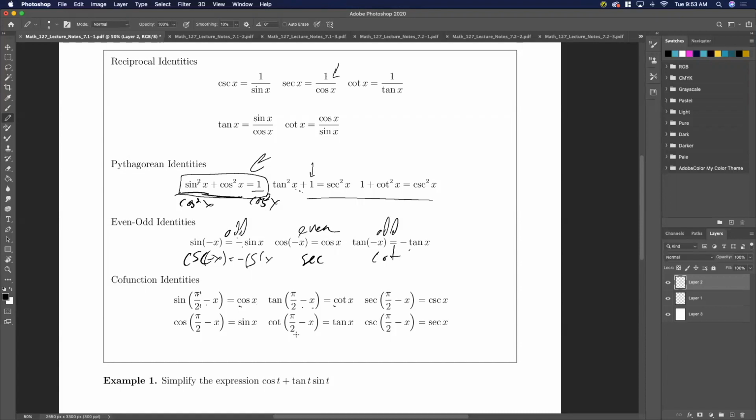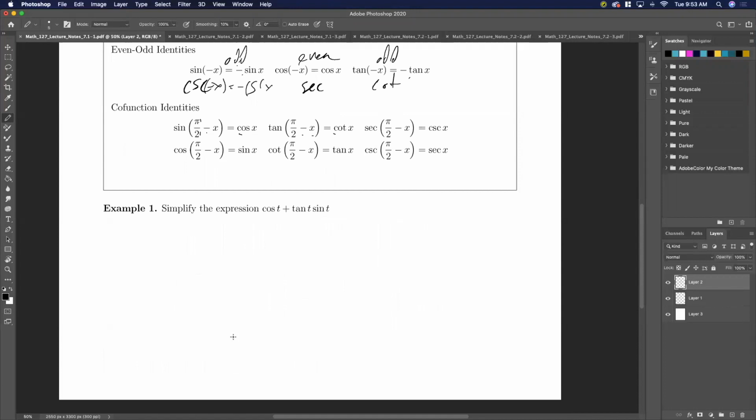So what are we going to do with all this? So we have all this information, and the goal of this is to simplify expressions. We're going to simplify a couple expressions, and we're going to verify expressions. And so these are like little proofs. Basically, you make one side look like the other and then you're done, right? That is the goal. So let's do this.